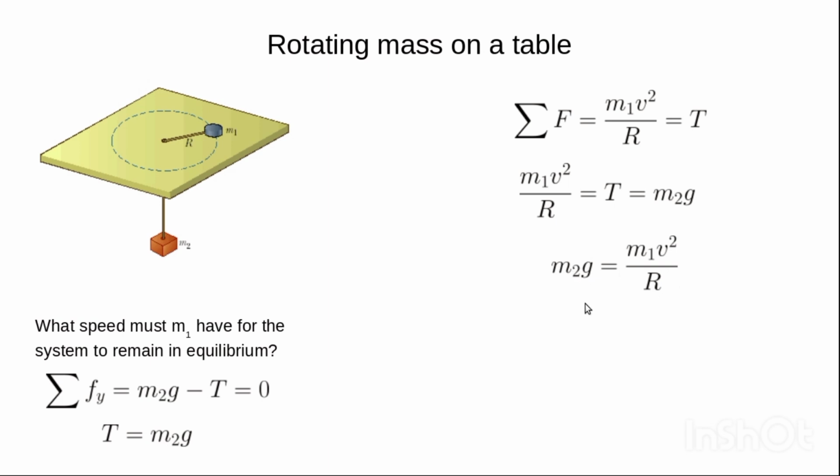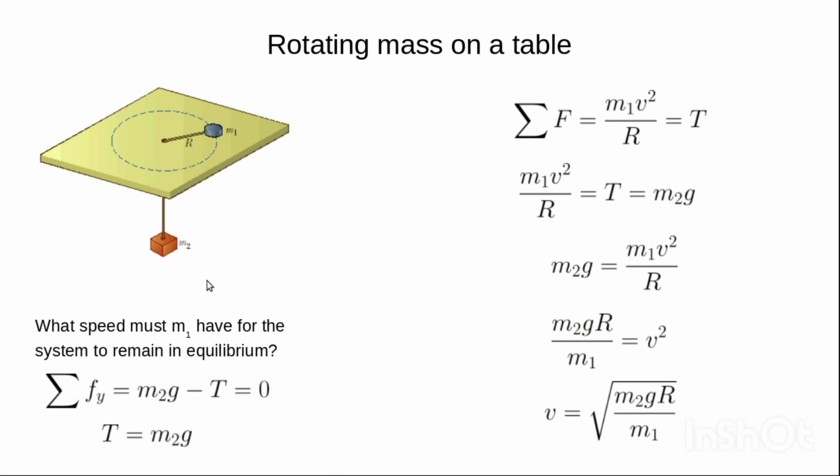At this point, we can make v squared the subject of the formula by taking r to this side, and we have this. If we now make v the subject of the formula, we have this. So this must be the velocity of m1 for the system to remain in equilibrium. If you analyze this properly, you discover that once m2, the mass of this, and m1, the mass of this, are equal, the velocity will just be the square root of g times r.